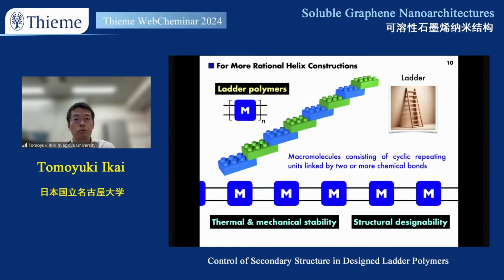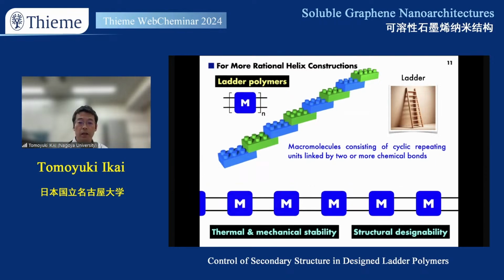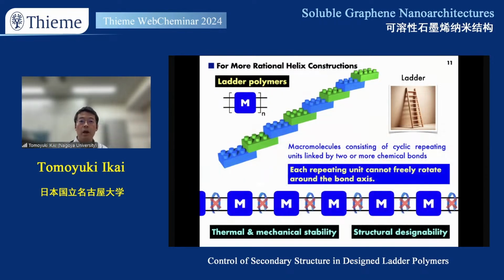It's not so well known, but such polymers exist, so-called ladder polymers. Ladder polymers are defined as macromolecules consisting of cyclic repeating units linked by two or more chemical bonds. Right, the ladder polymer has the shape of a ladder at the molecular level. And I'd like to emphasize that each repeating unit of the ladder polymer cannot freely rotate around the bond axis. Due to this feature, they have thermal and mechanical stability and structural designability not found in conventional linear polymers.